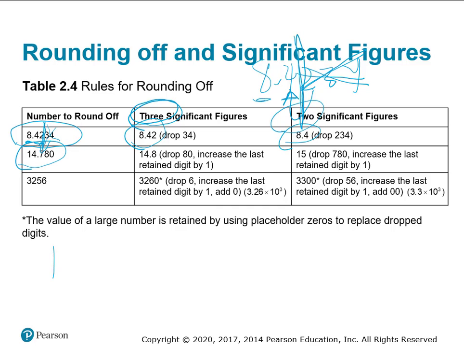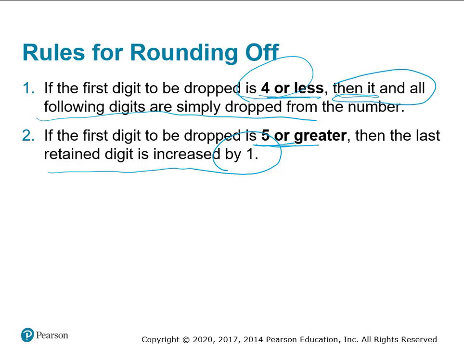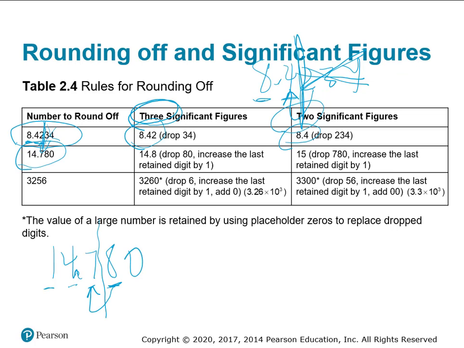Then we have 14.78. If I wanted 3 sig figs, I would go 1, 2, 3 and draw a line. Will the 8 do anything to that 7? Yes, it will. It will round it up because 8 is larger than 4. So this would become 14.8 to have 3 significant figures. If I only wanted 2 significant figures, 14.780, I would count 1, 2. Will the 7 do anything to the 4? Yes, it will round it up to 15.